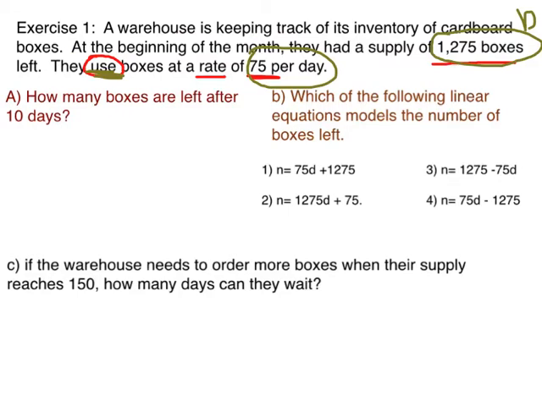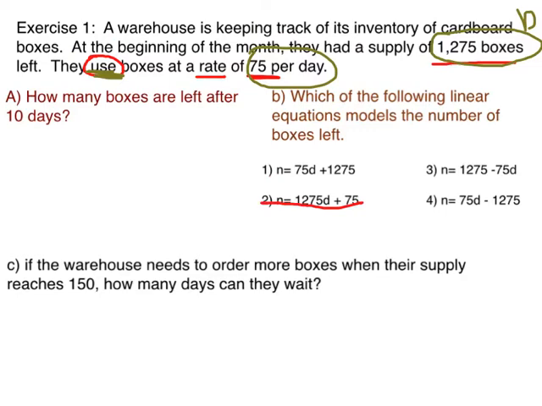So with all that being said, using these keys, the word use, 75 per day, that can be written as a ratio, and 1,275 boxes, my B, that's where I'm going to begin. Let's pick out the right choice. Let's see if 2 is it. Is 2, 1,275 times D plus 75, the correct answer? No. This is my starting point, not my slope. So that is not going to be the answer. Let's put a line through that one.